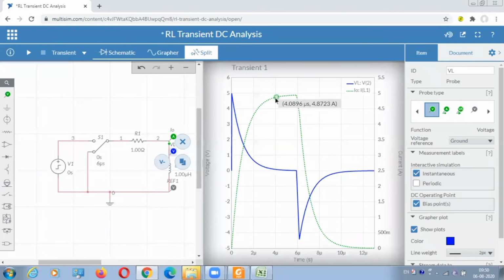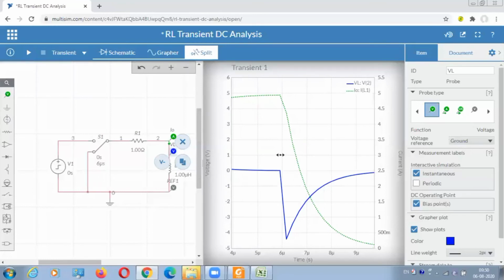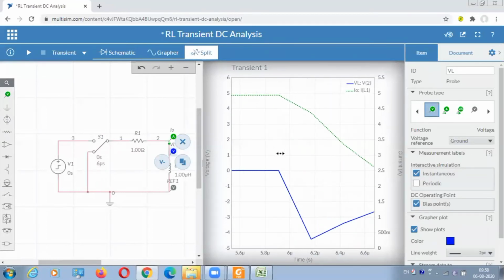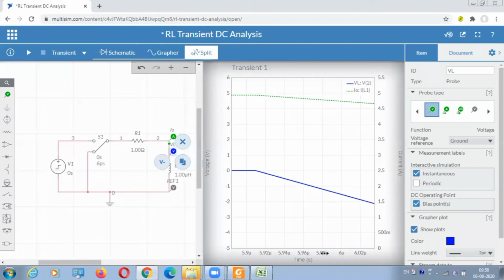Okay, at this point, what is your value? At this 4.086 microsecond, what is your value? You can calculate like this. If you zoom, if you press your mouse, scroll up, you will zoom it. You can zoom the graph. Okay, suppose I tell you, what is the value at 5.98 microsecond?